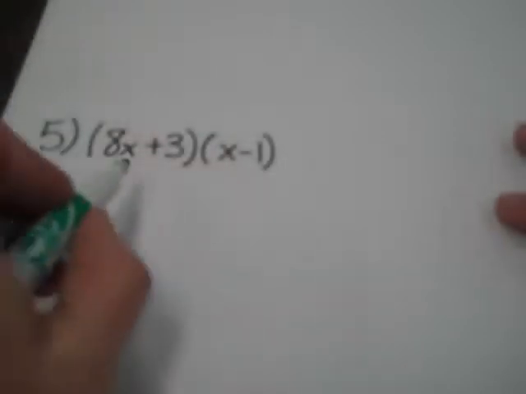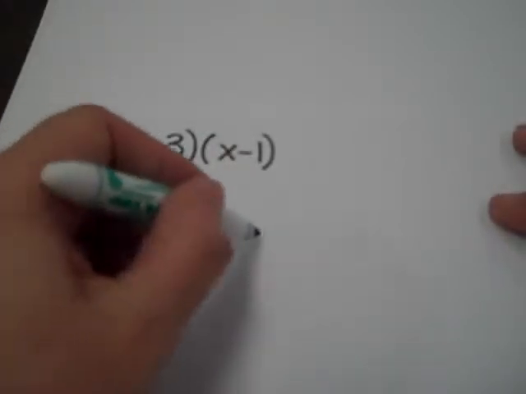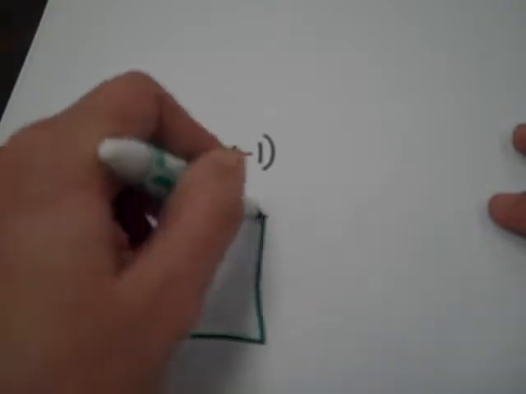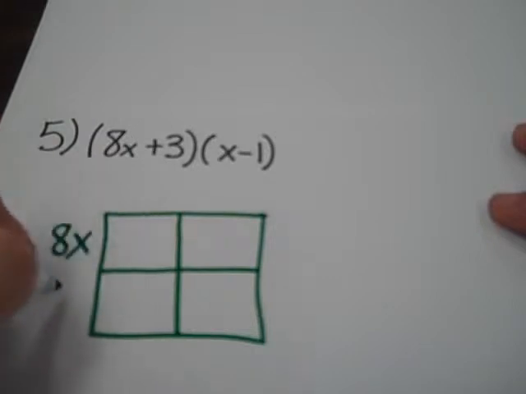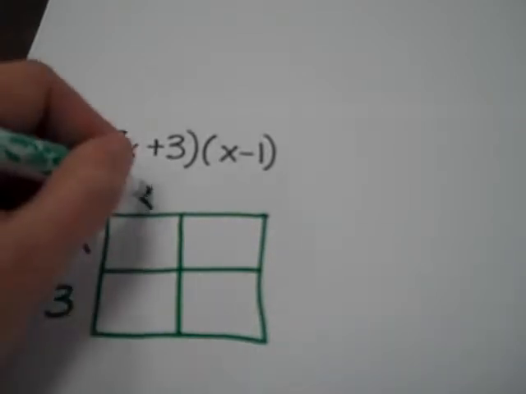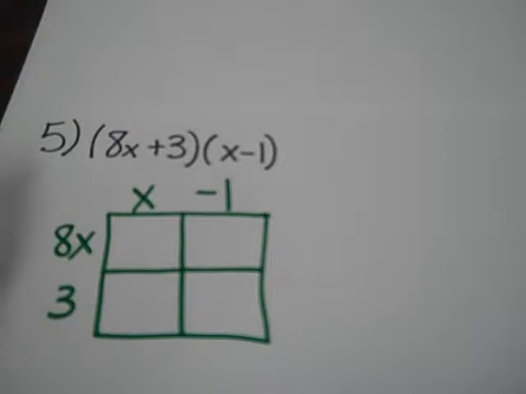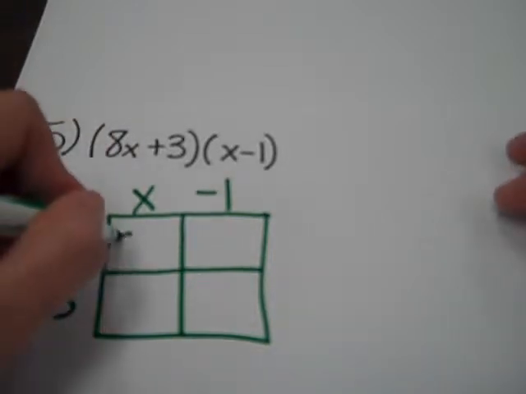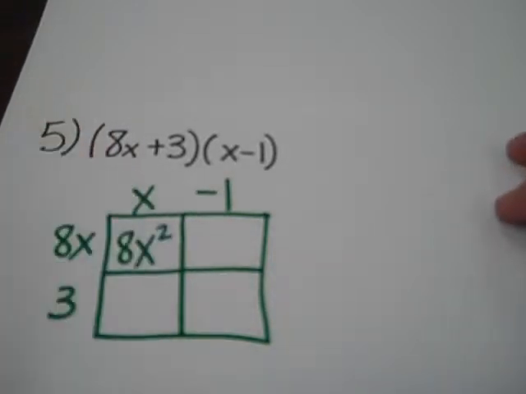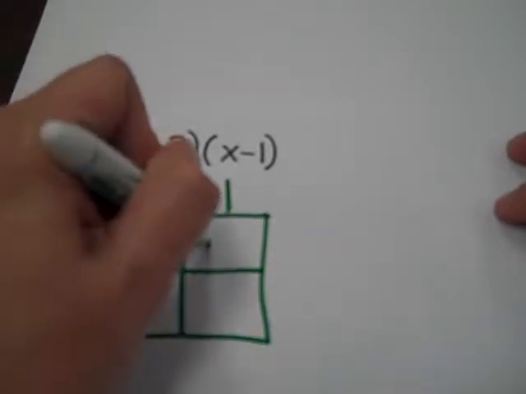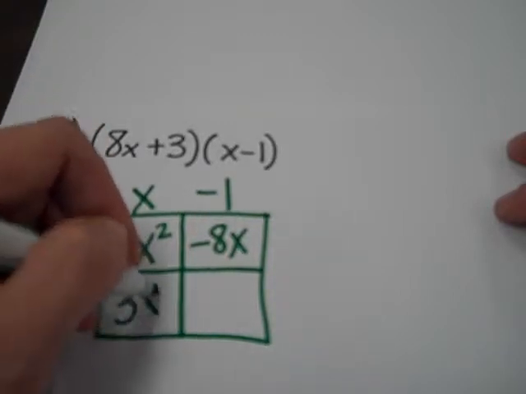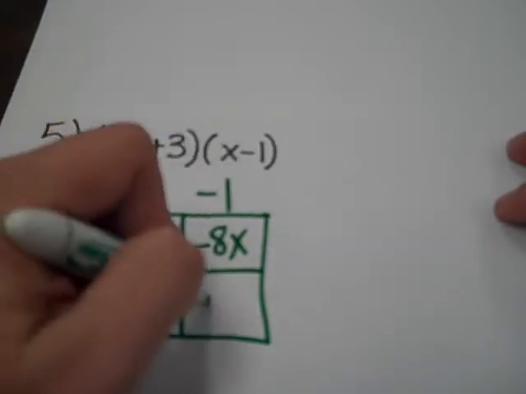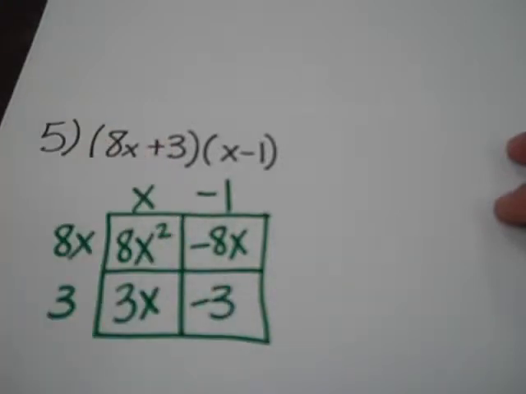Alright, we have another binomial times a binomial for number 5. 2 terms times 2 terms. 2 times 2 is 4. So we need 4 boxes. I have 8x plus 3 times x minus 1. 8x times x is 8x squared. 8x times negative 1 is negative 8x. 3 times x is 3x. And 3 times negative 1 is negative 3.